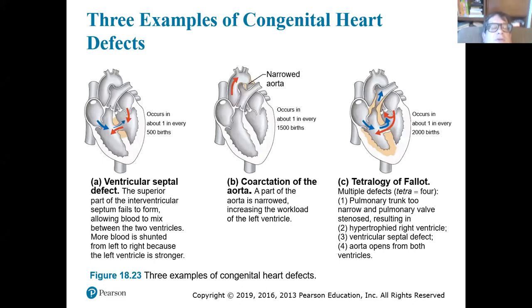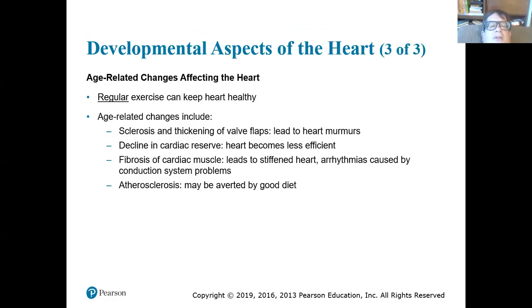So here are 3 examples of congenital heart defects. You could have a hole between the ventricles. You could have a narrowed aorta, so it's hard to push blood through. You could have the tetralogy of Fallot, where you have both of those types of problems. And yeah, nasty. Okay, so these pictures should have been on the last slide.